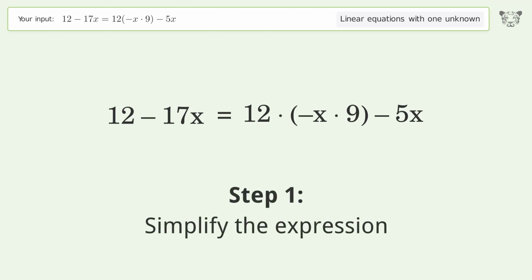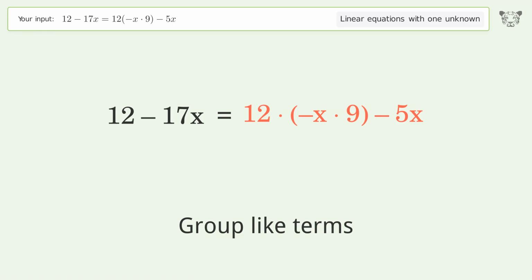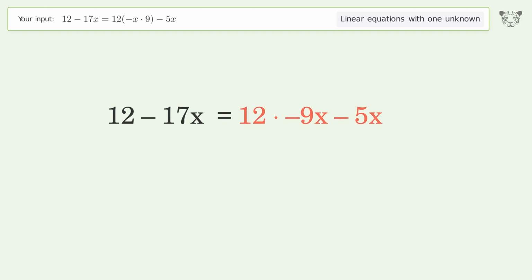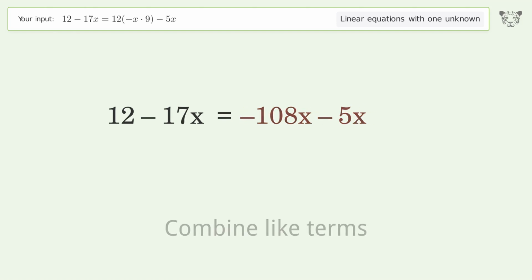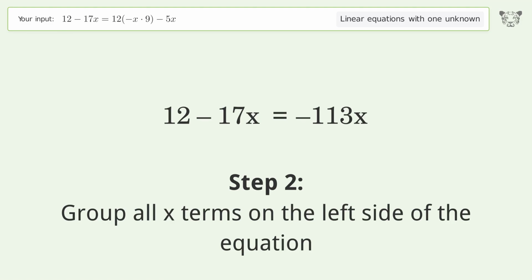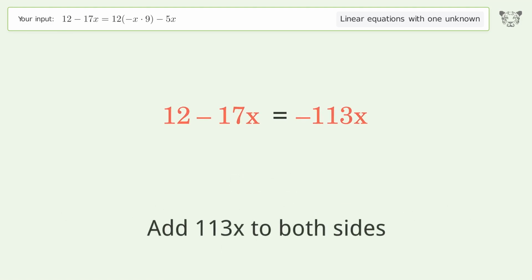Simplify the expression. Group like terms. Multiply the coefficients. Combine like terms. Group all x terms on the left side of the equation. Add 113 next to both sides.